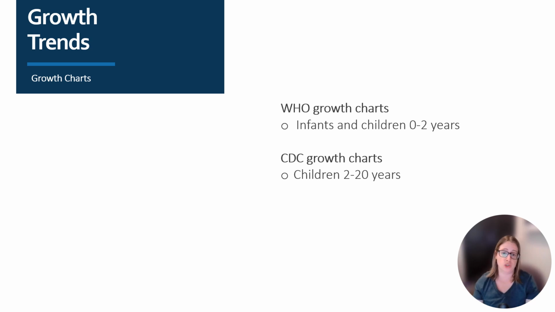And then those between 2 and 20 years, we use the CDC growth standards for growth charts. So just be aware that there are both. The CDC growth chart usually describes how typical children in the U.S. did grow during a specific time period. And it's important to note that obviously typical growth might not be ideal growth.